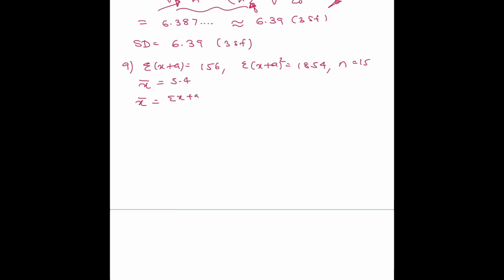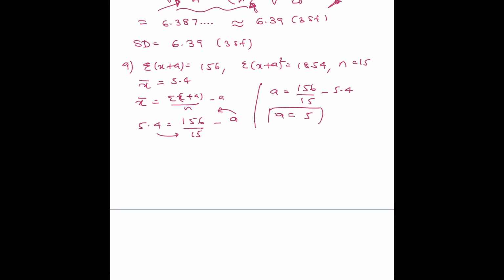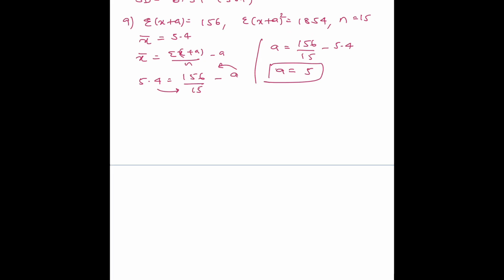Let's try. Mean x bar is sigma (x plus a) over n minus a. X bar is 5.4. Sigma (x plus a), which is 156 over 15, minus a. So 5.4, let's send 5.4 to the other side. So a, I'm sending a to the other side and 5.4 to the other side. So 156 over 15 minus 5.4. So a is 5. Done. Now standard deviation.